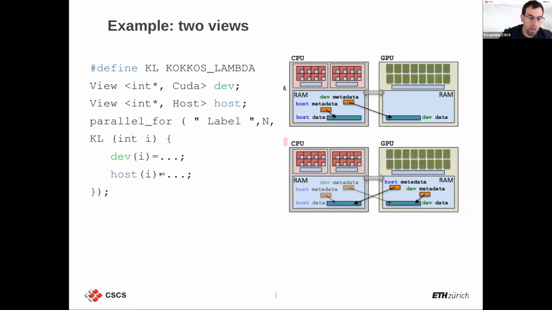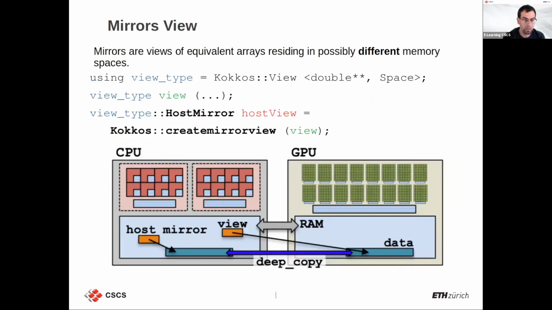In order to have both, there is a special view. So now I'm going to show you a special view in order to address this problem. This view is called mirror view. Basically, you are mirroring between GPU and CPU. So first, as before, you create your view here. And then you create a host view.